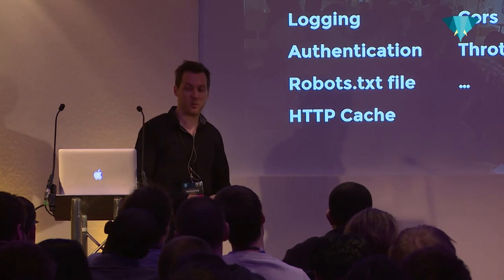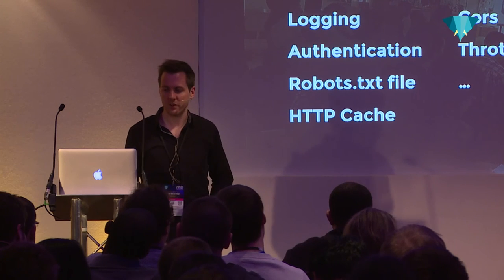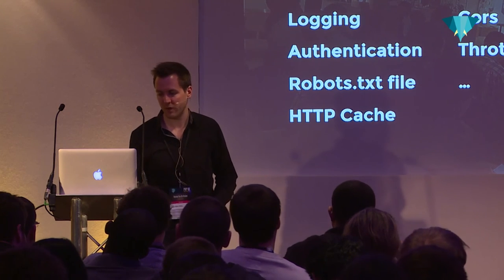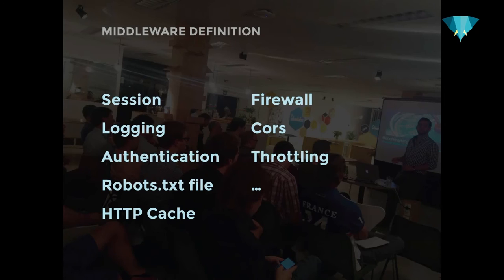There's a couple of implementation usages for this pattern of application development. You can have one middleware each for session, for logging, for authentication, for caching, for firewalls, for cross-site headers, for throttling, and also for the robots.txt file.